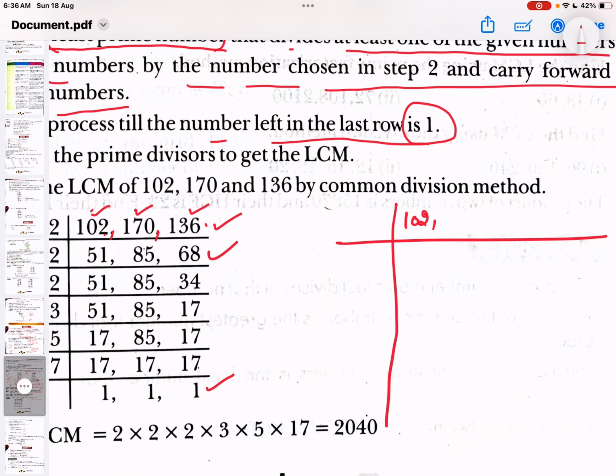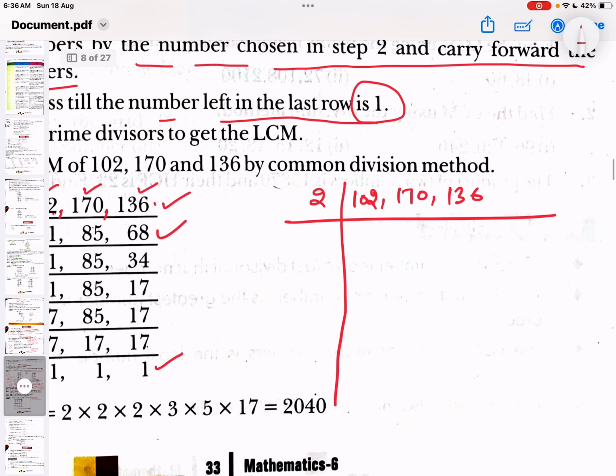102, 170, 136. So I think 2 would be the least prime number which can divide. So 2 से अगर आप 102 को डिवाइड करो तो what would be the quotient? Quotient would be, आप डिवाइड करोगे तो quotient 51 आएगा. You have to divide 170 by 2 as well, the quotient would be 85.